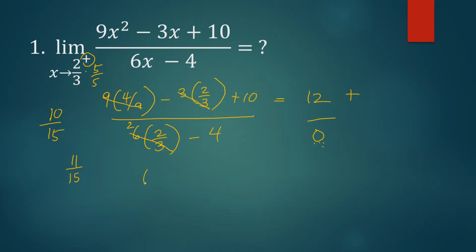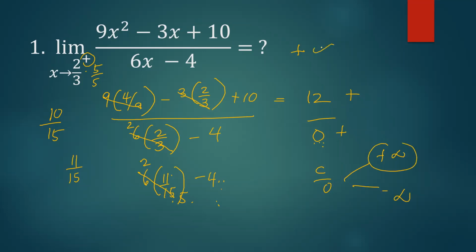Anyway, so 11/15 is convenient enough. So 6 times 11/15, our representative point, minus 4. What will be the sign of this? Dividing this by 3, this is 2, this is 5. So 22/5, this is 20/5. So 22/5 minus 20/5 is positive. So therefore, the answer is, sabi natin, pag constant over 0, the answer is just positive or negative infinity, pero we choose the positive infinity, like signs.